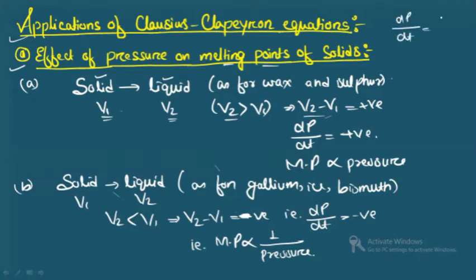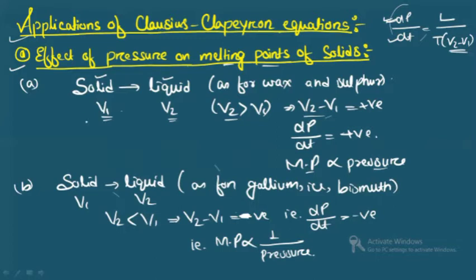If V2 minus V1 is positive, we have seen dp by dt equals L divided by T(V2 minus V1), right? If you see here, if V2 minus V1 is positive, then dp by dt is positive. That means the melting point is directly proportional to pressure. If dp is increasing, dT is also increasing, right? That means the melting point will increase when the pressure is increased, and the melting point will decrease when the pressure decreases. This is the general case.